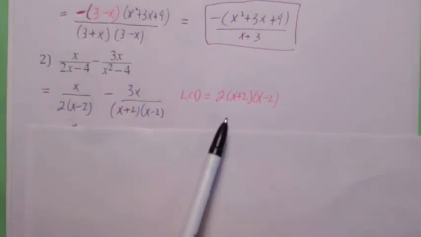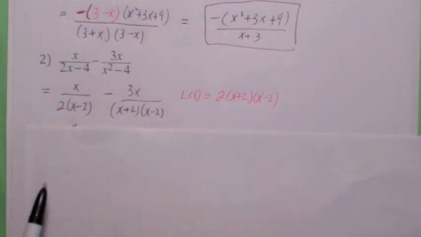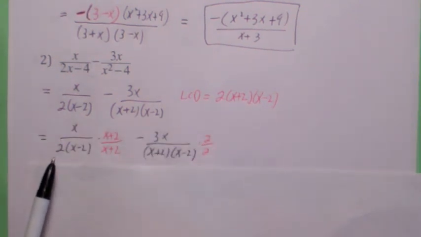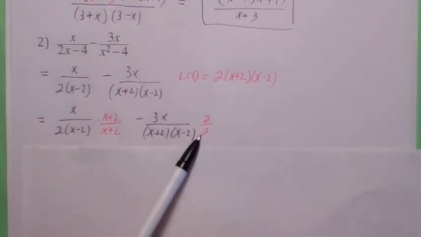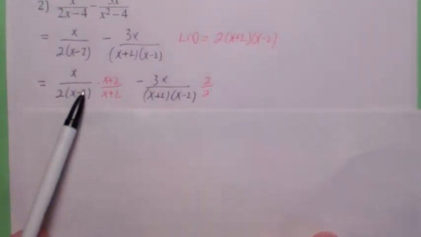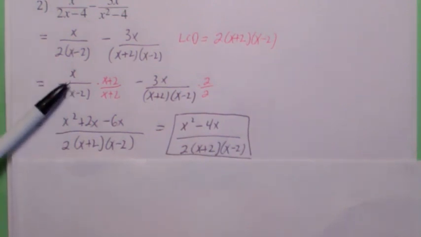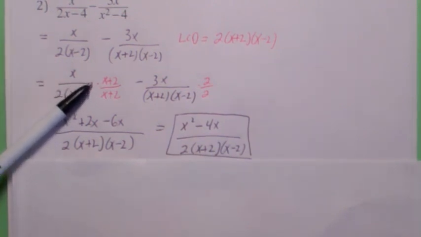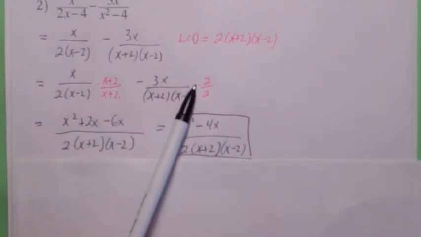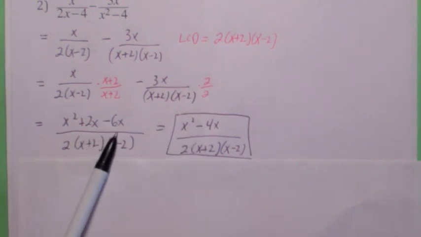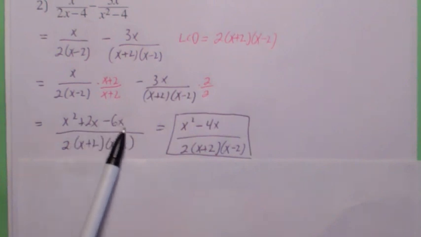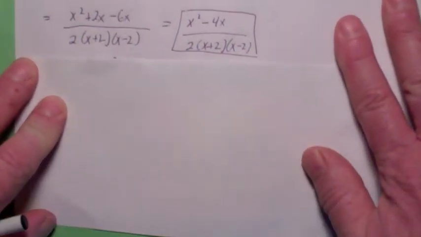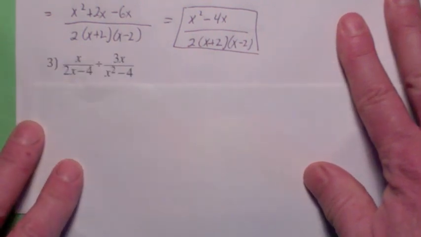So the LCD here is 2 times x plus 2 times x minus 2. Which means you're going to multiply the first one by x plus 2 over x plus 2, the second one by 2 over 2, and then when you carefully multiply this first one out on the numerator, don't you get x squared plus 2x? And here you get minus 6x on the numerator. So all you can do there, I guess, is combine the like terms on the top, and there's your final answer. Alright, let's do some more. We'll do a couple more and then I'll give you some to practice on your own.